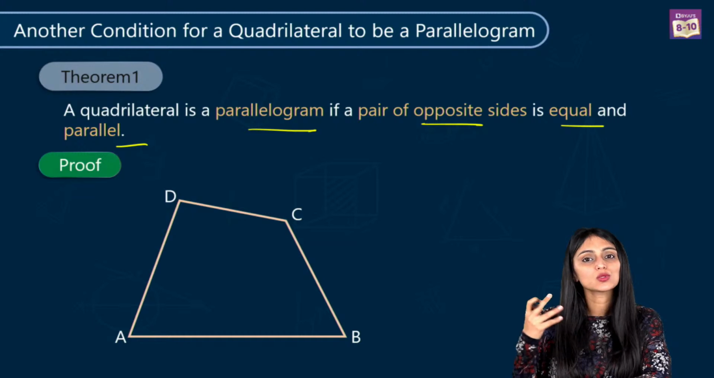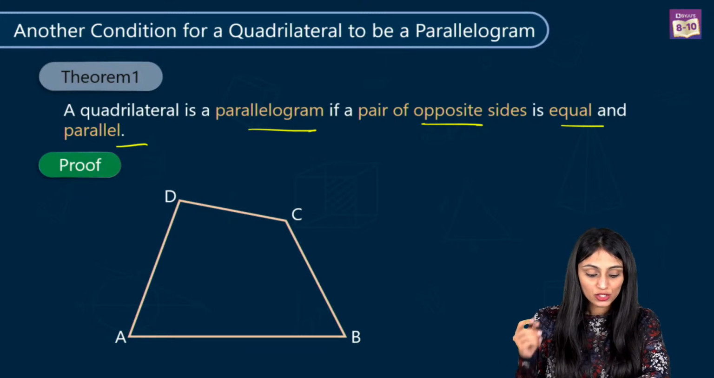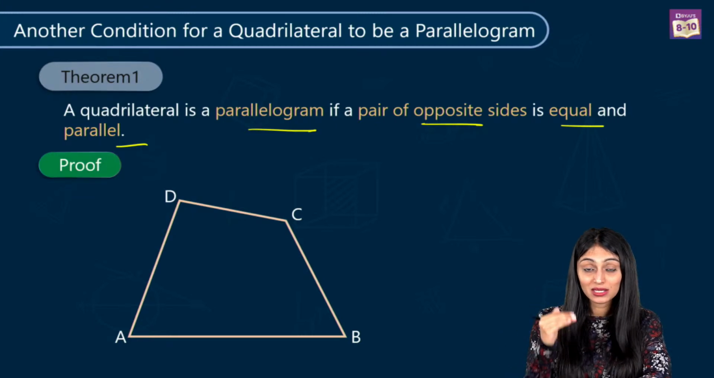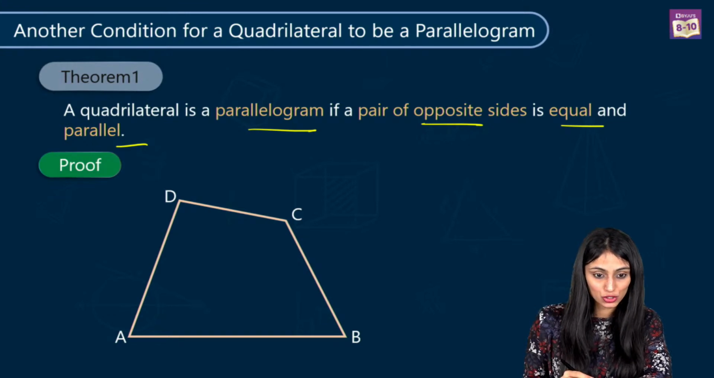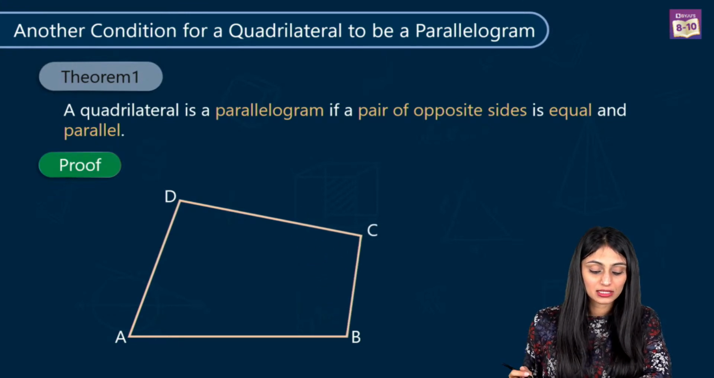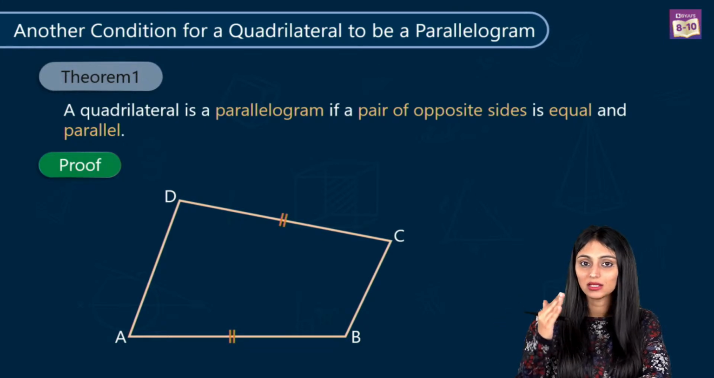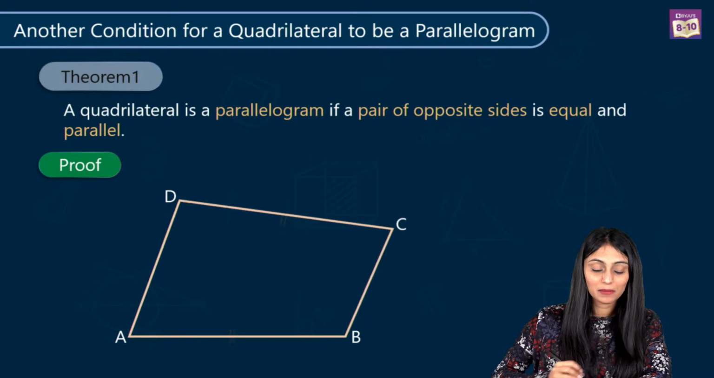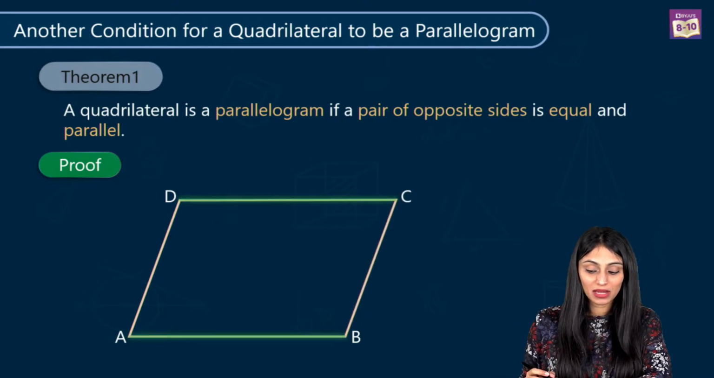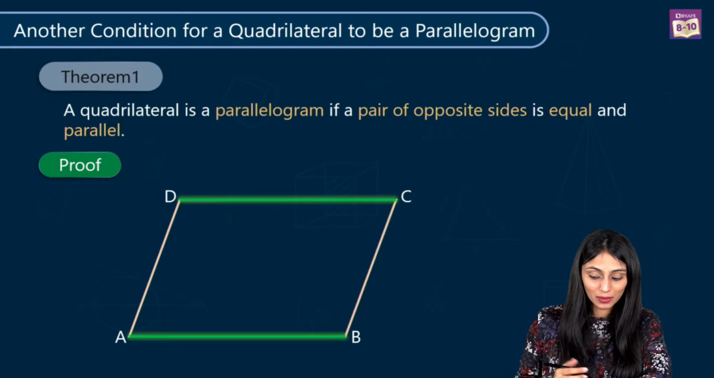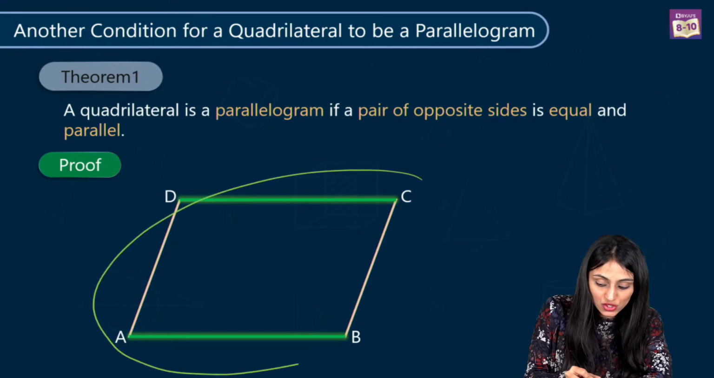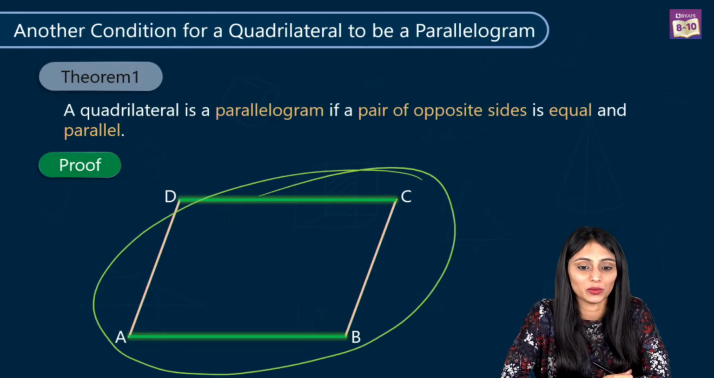So let's consider this quadrilateral ABCD over here. For the pair of opposite sides AB and CD, first, what we will do is equalize their length. AB and CD are now equal. Now let's make them parallel. Once we make them parallel, what do we see? That we get the parallelogram ABCD by just adjusting the opposite sides.